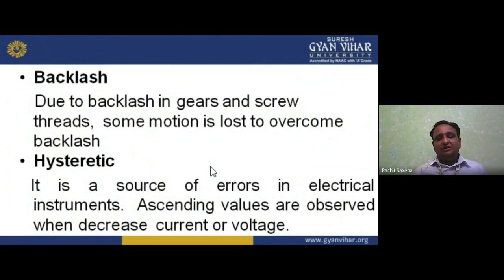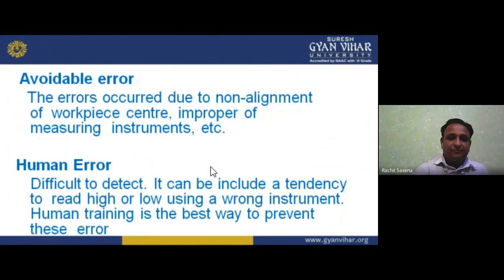Now hysteresis, also called hysteretic error. It is a source of error in an electrical instrument. Ascending values are observed when the current or voltage is decreased. Now avoidable error. We can avoid it. These errors occur due to non-alignment of the workpiece center, improper use of the measuring instrument, etc.